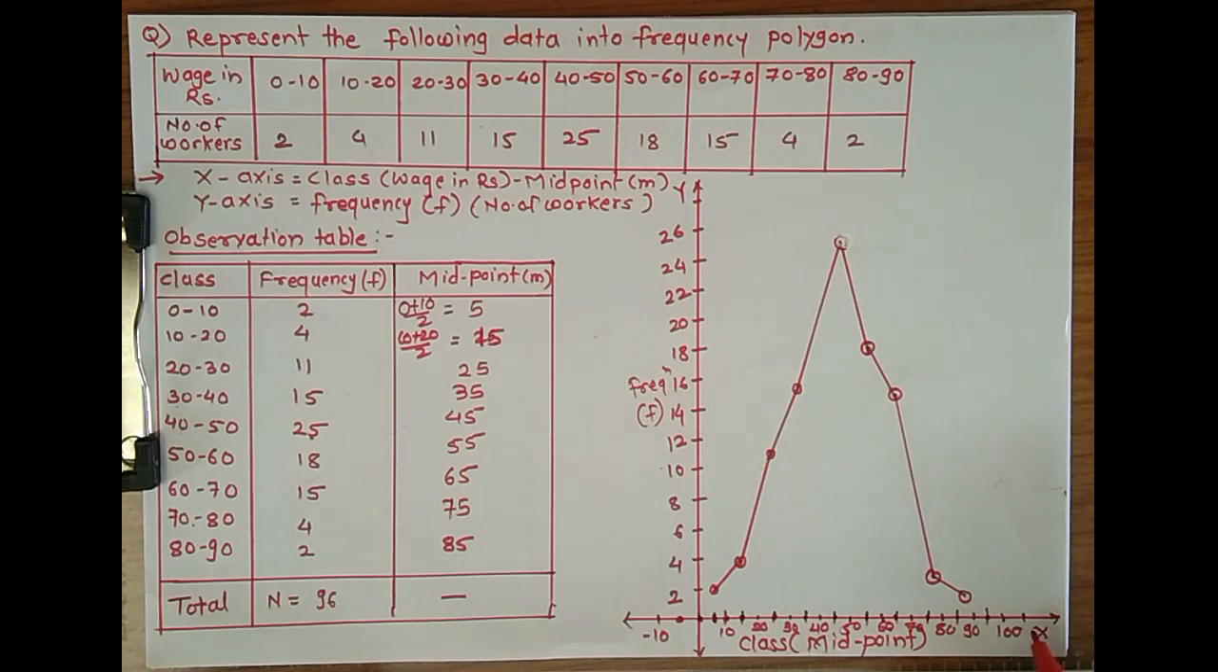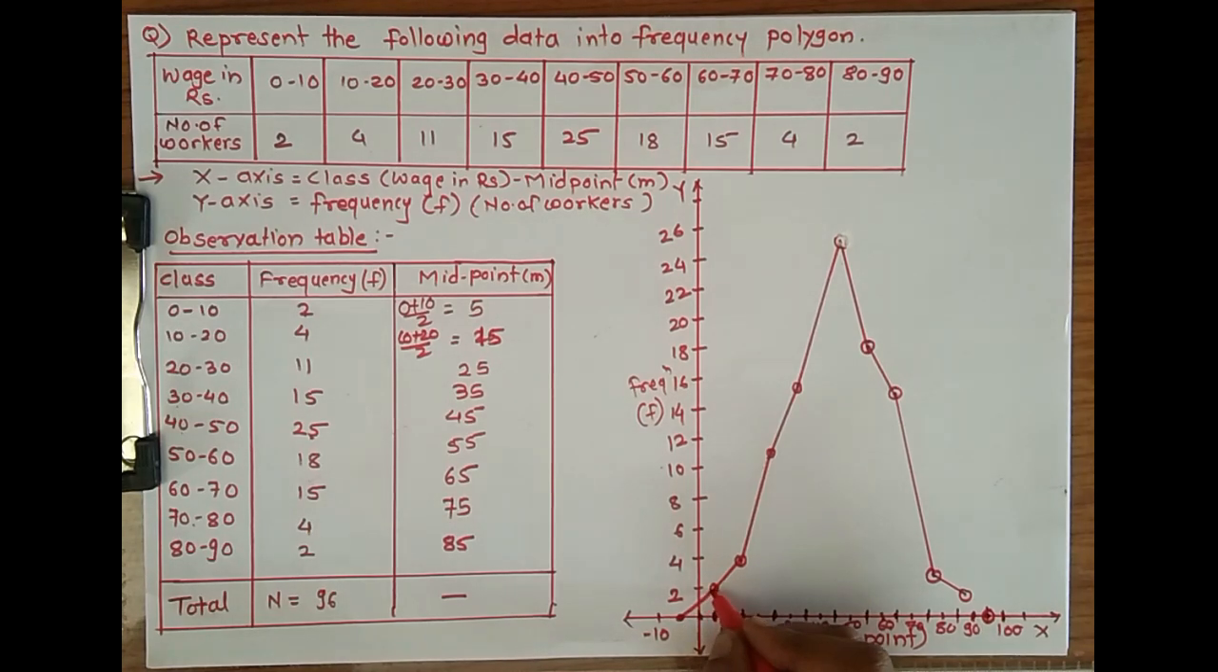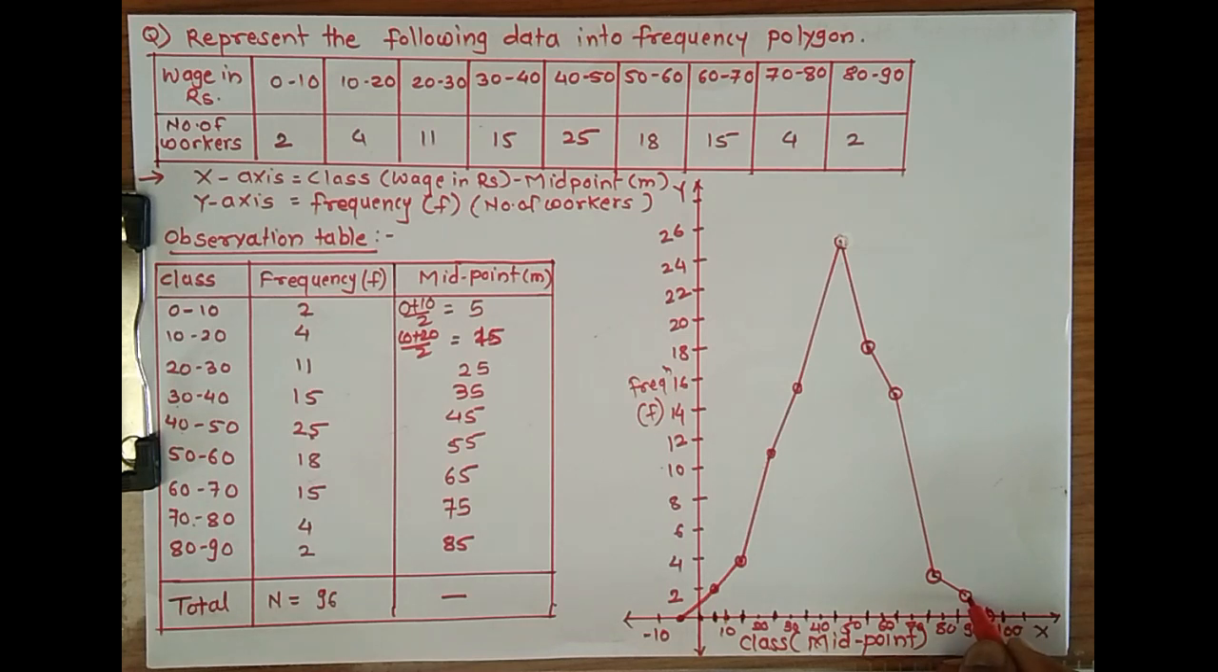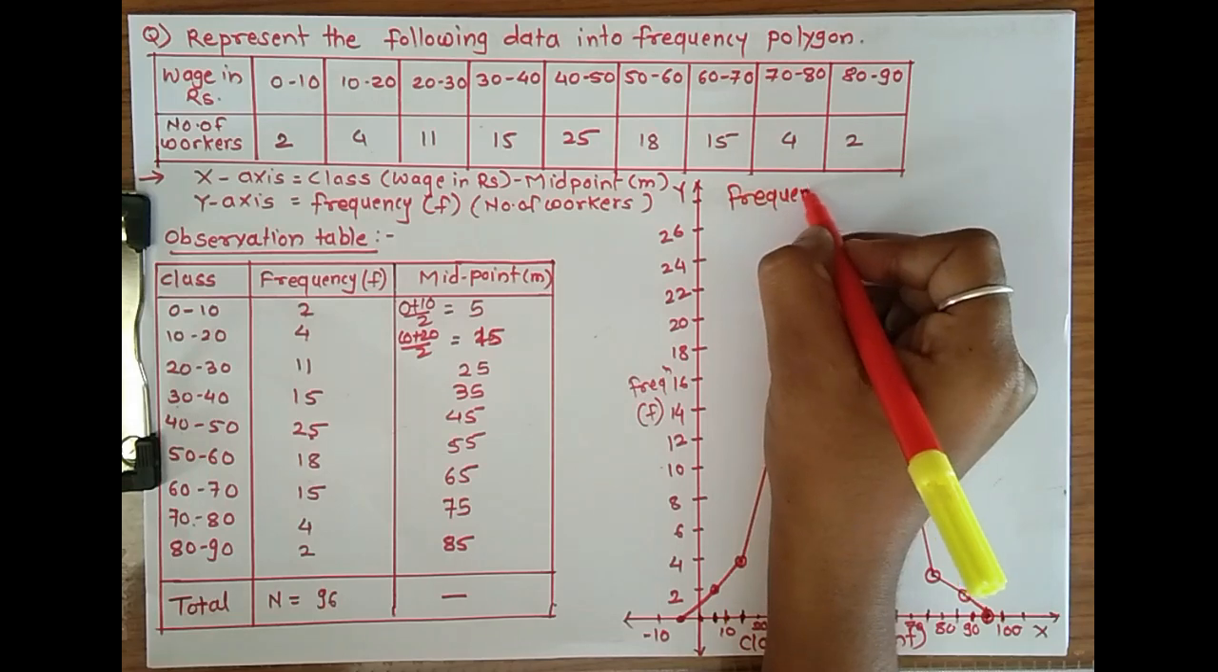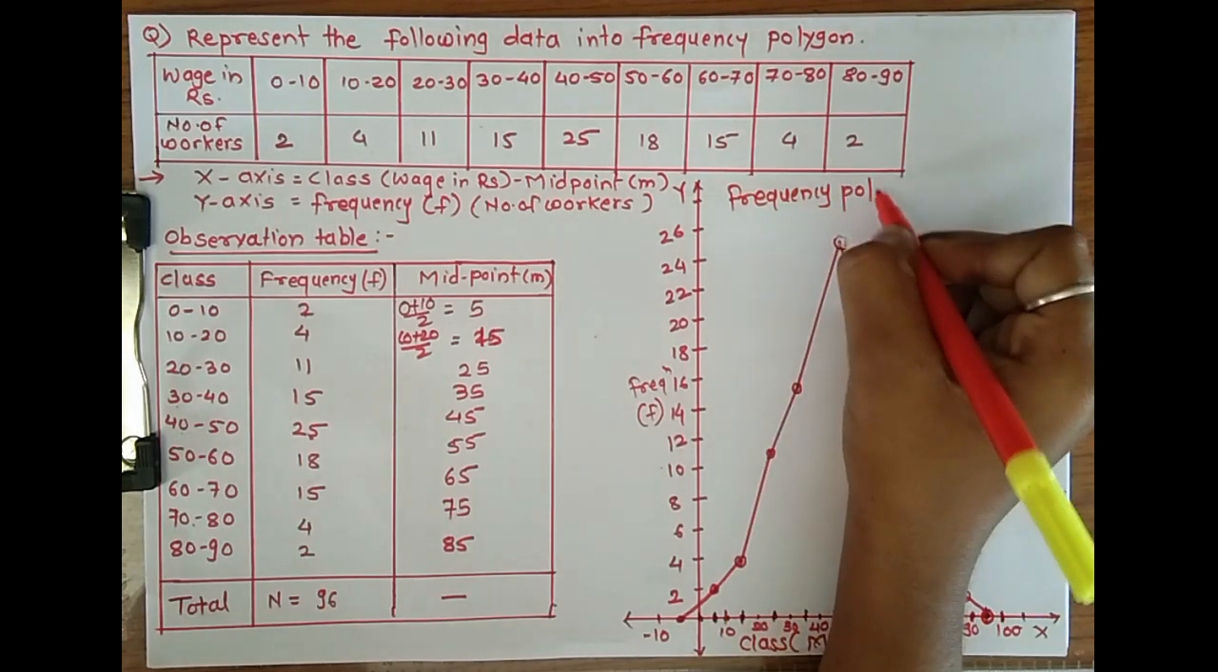The next class will be 90 to 100. The midpoint will be 95 here, and join these 2 points with a straight line. This point to the first point and this last point to the next point. Here we get the closed polygon. The name is frequency polygon.